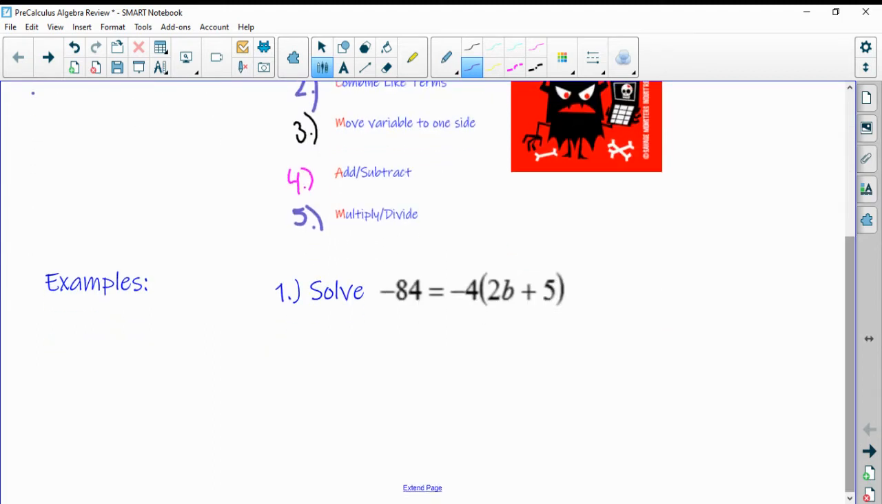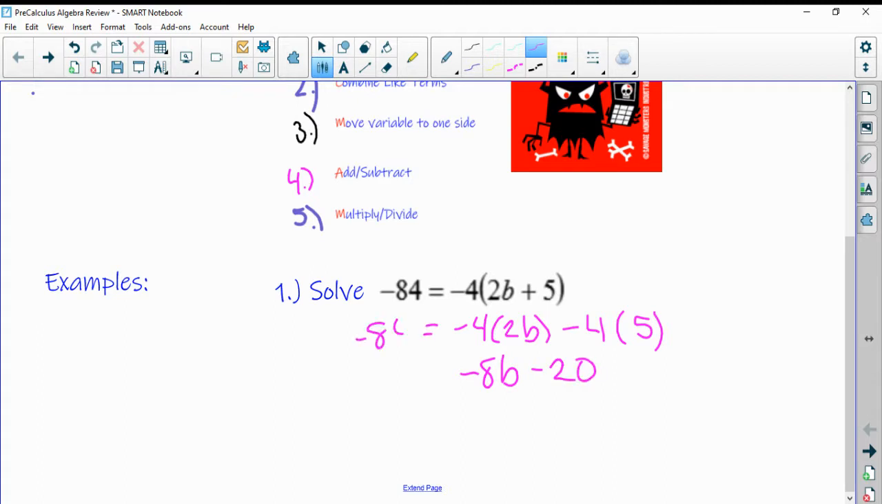So we're going to do an example together. The first example: step number 1 is to distribute the -4. That's a -4, so we're going to distribute. And how do we distribute? We multiply. So -4 multiplied by 2b. Because we have a -4 and a +5, a negative times a positive is a negative. So I'm going to have -4 times 5. Once we do that, -4 times 2b is -8b, minus 4 times 5, which is 20.